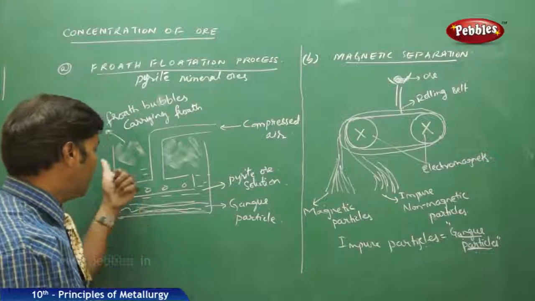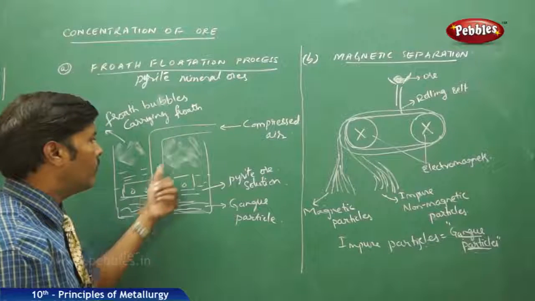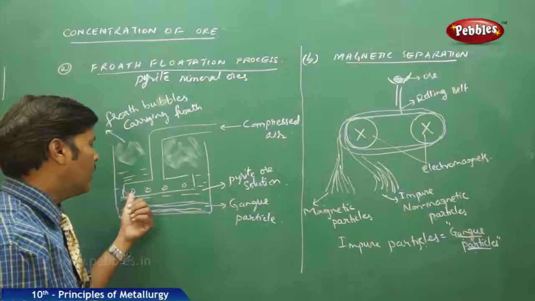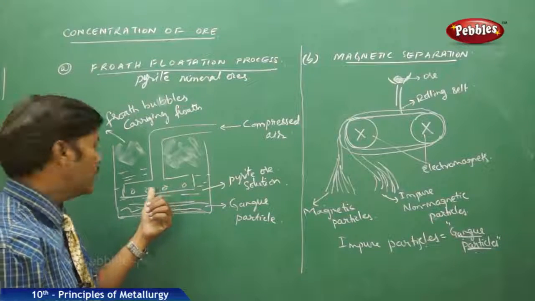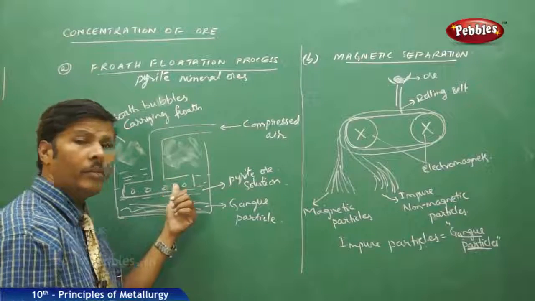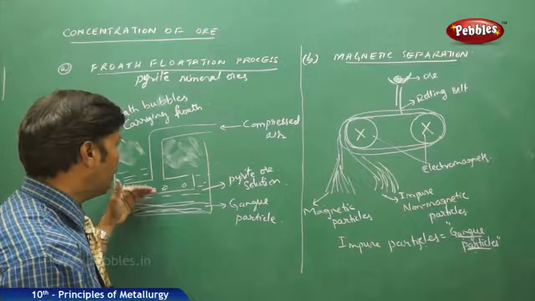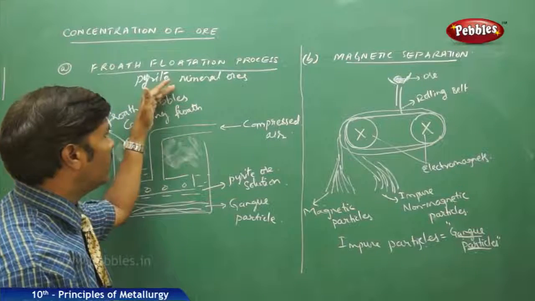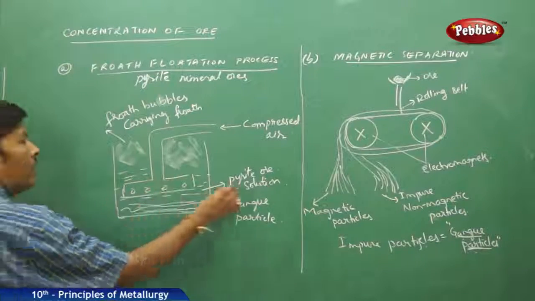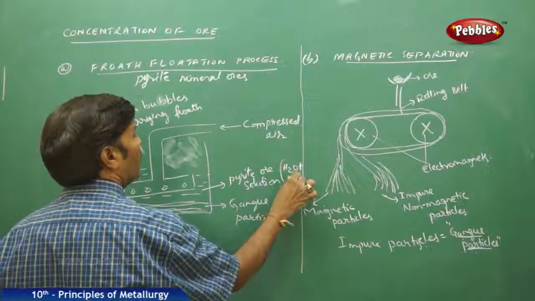As you can see in the figure here, we take a long vessel. In that vessel we fill a sufficient amount of water, and we take one small T-shaped blower punched with small holes, and through this blower pipe we send compressed air. The pyrite mineral ore is converted into crushed powder, and that powder is filled with water plus pine oil.